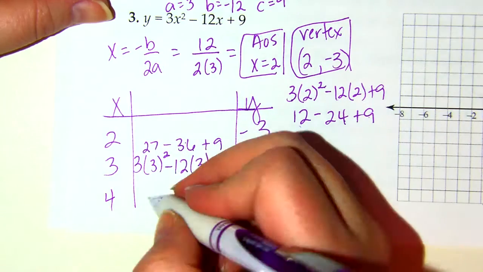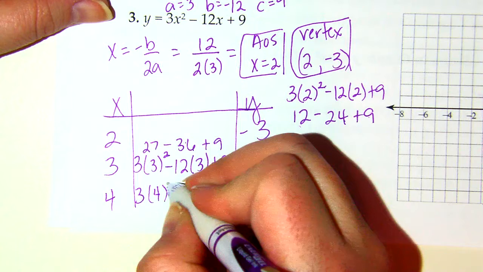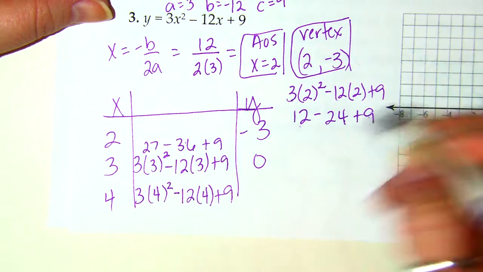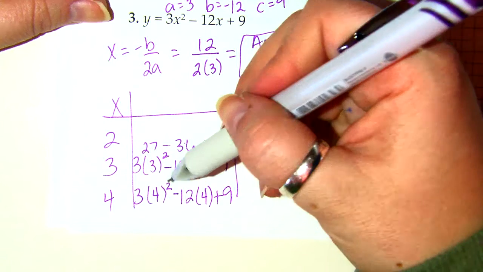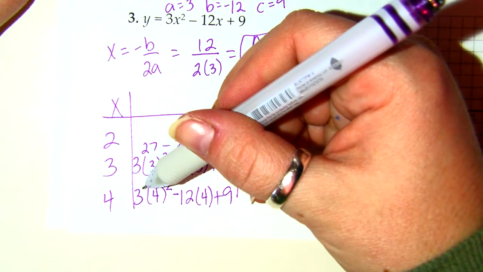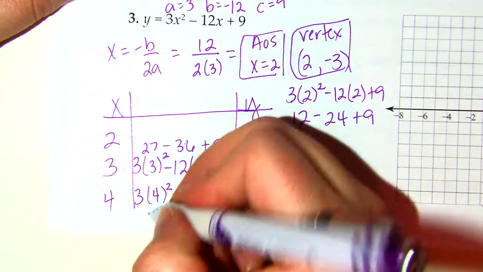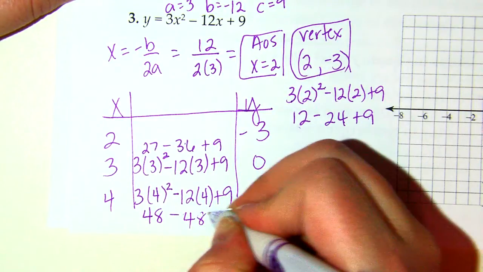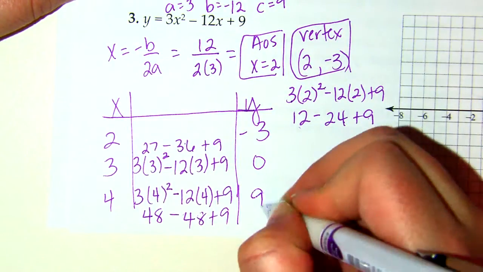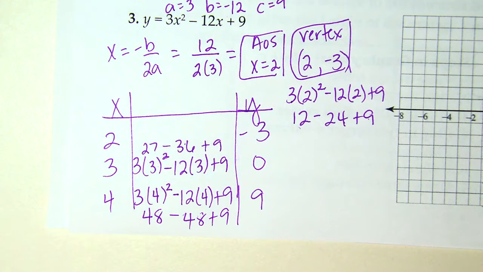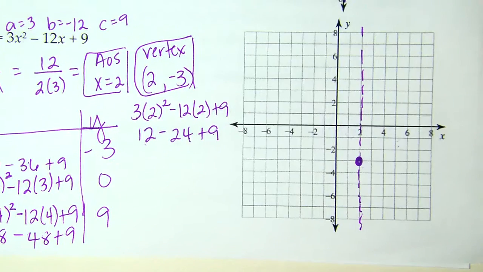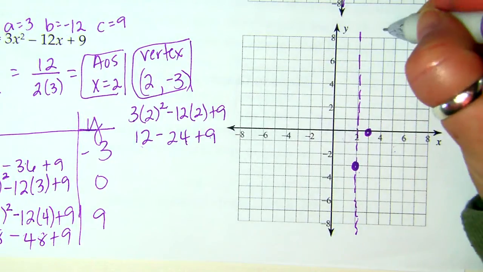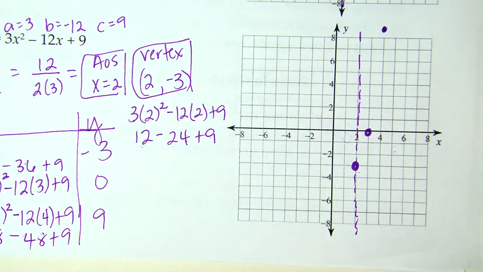And then plug in 4. 3 times 4 squared minus 12 times 4 plus 9. 4 squared is 16, times 3 is 48, minus 48 plus 9. So that's 9. Okay, and then plot. We already did the vertex. So 3, 0 is here, and 4, 9 goes a little bit off, but if it's close, go ahead and plot it. And then reflect.